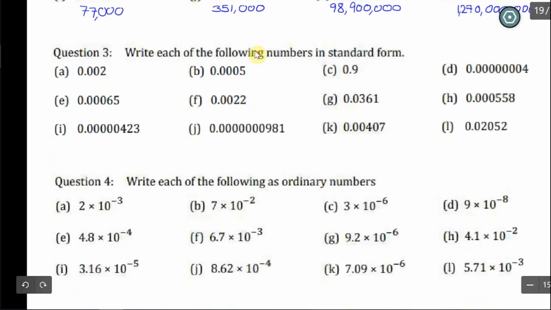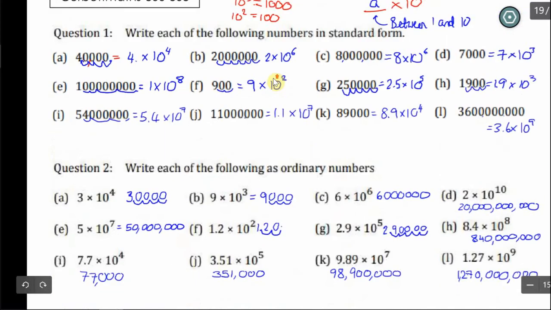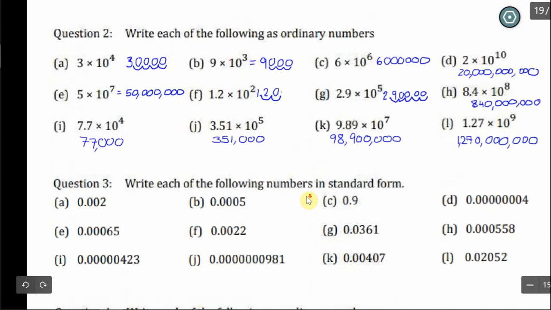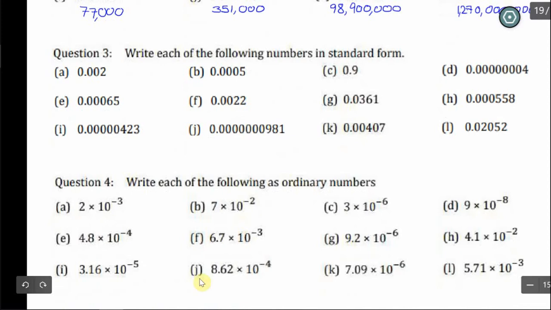Now, number 3 and 4 introduces us to very small numbers. Number 1 and 2, we're using standard form to represent very big numbers. Let's see how it works the other way. So on question 3a, the number I'm going to use in my standard form way of writing this is going to be 2. It's the only digit in the question.